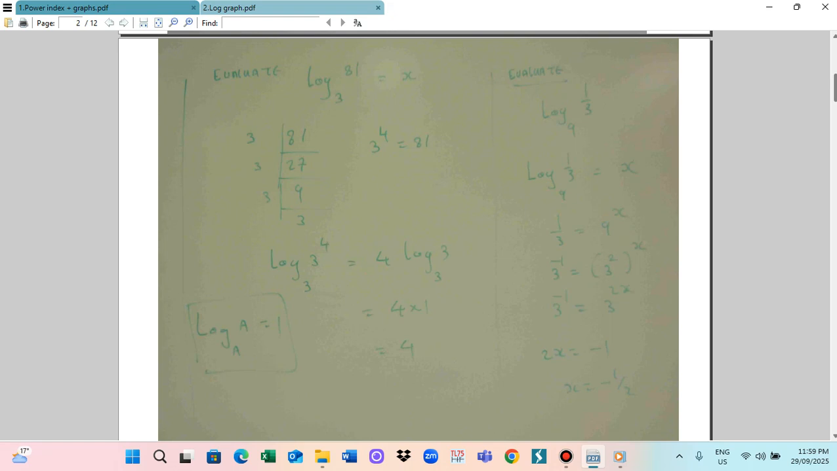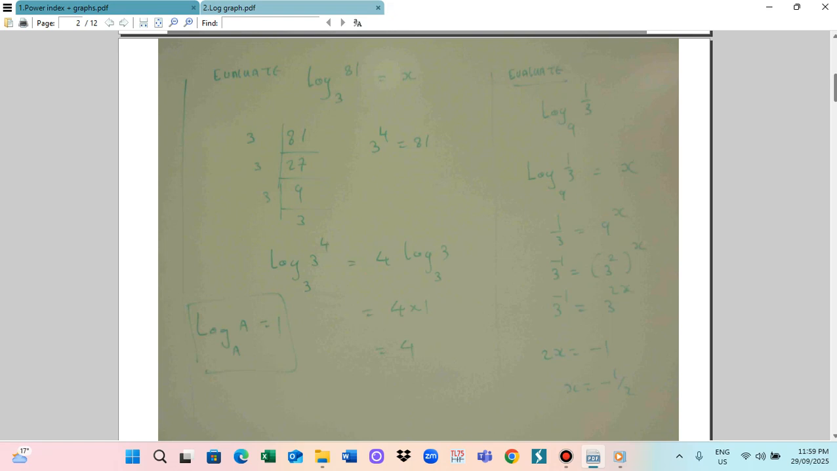In this case, you get 4 log 3 base 3. Log 3 base 3 means that if the log number and the base are equal, the value is 1. For example, log a base a is equal to 1. Therefore, log 3 base 3 is 1, so you only get 4. By this way, you can find the exponential form.